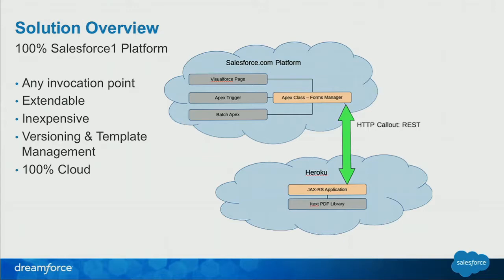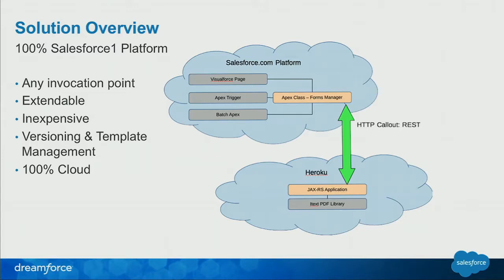So what we did at the warranty group is we created a forms manager apex class, and that manages the HTTP callout, the data processing, and attaching the record. And what we do is we do an HTTP callout using REST to the Heroku tier with a very lightweight Heroku dyno running a REST API, and it uses an open source library called iText to generate the PDF. And we chose iText because it's basically the number one used Java PDF library.